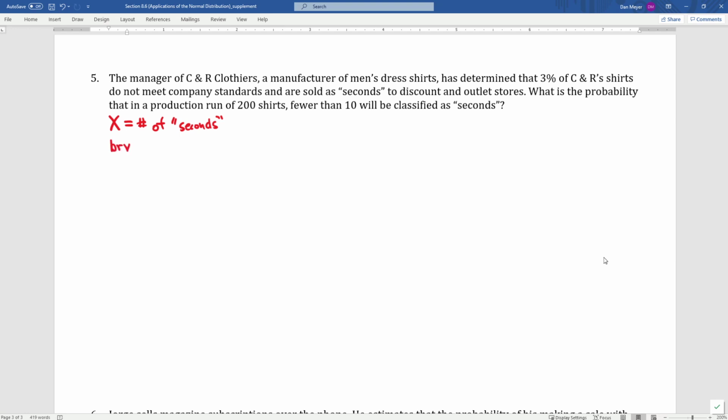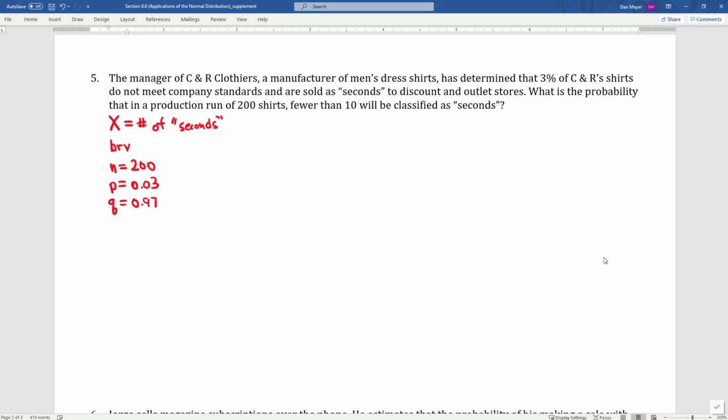We're looking at a fixed number of trials here. They're the shirts. There's 200 shirts. For each trial, for each shirt, either it's good or it's bad. Actually, here we're looking for the bad shirts. And so our probability that a shirt is bad is 3%. And the probability that the shirt is good is 0.97.